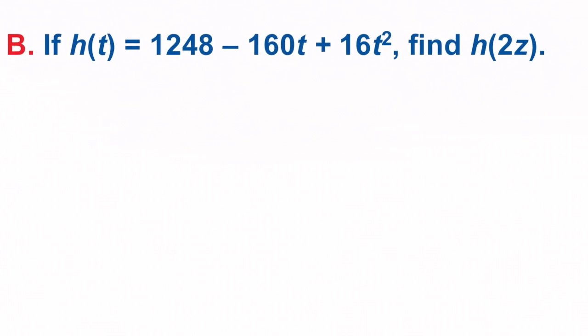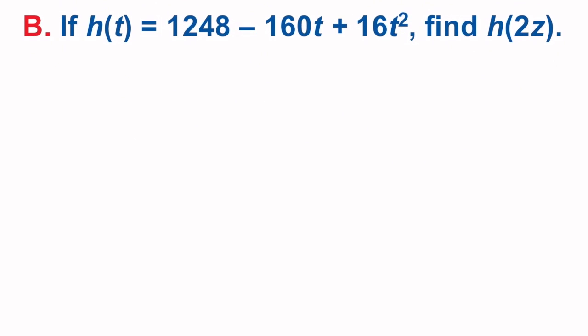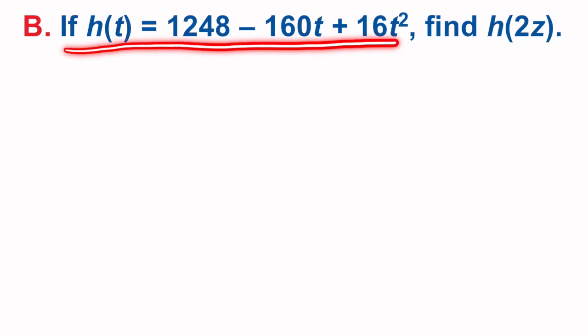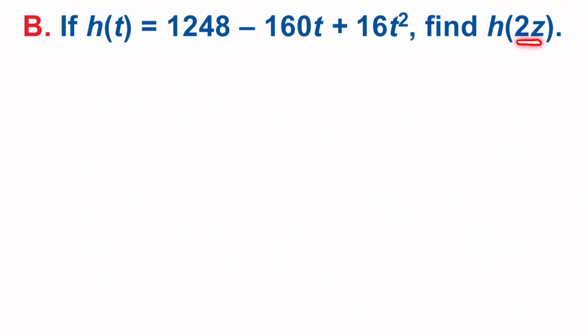So with this problem, it's the same function we just used for the previous problem. The difference is that for this one, we're going to plug in not just a number, but also a letter with it. So in this case, we're going to replace the t with 2 times z. So let's start by rewriting the function.